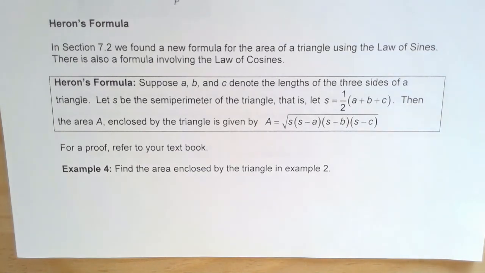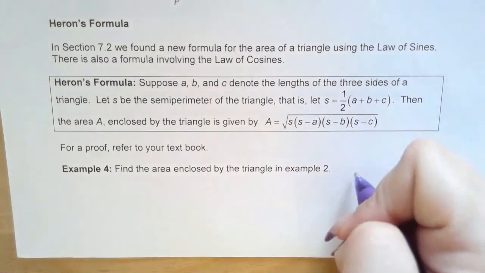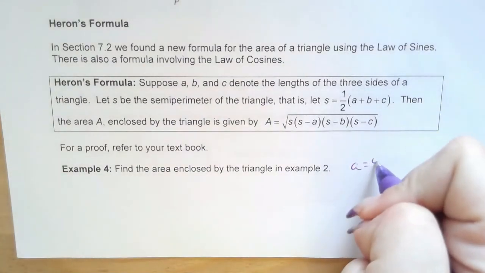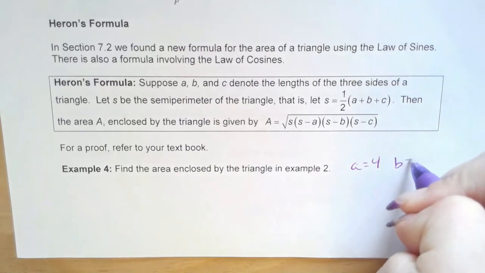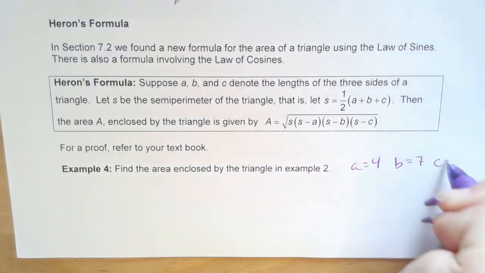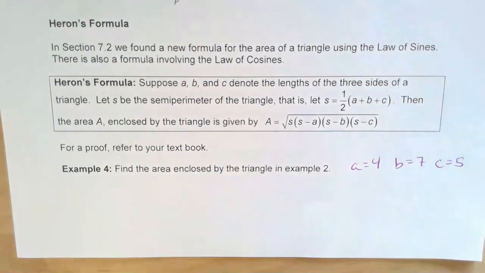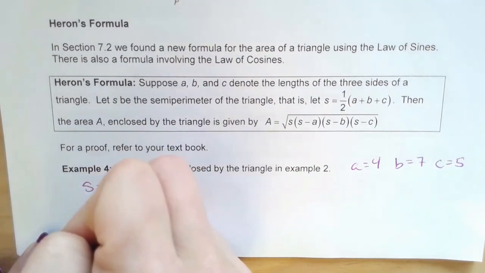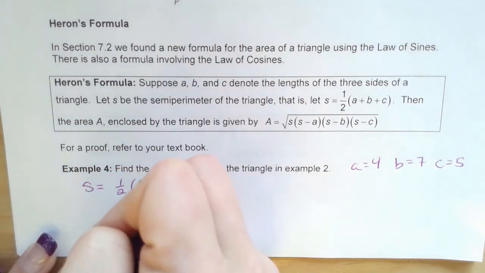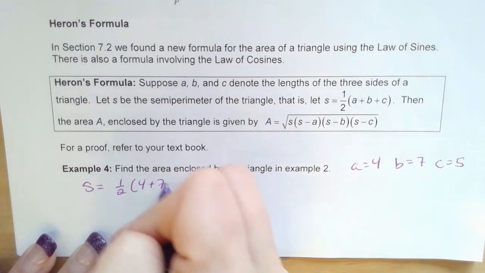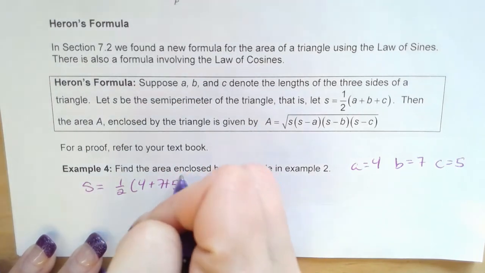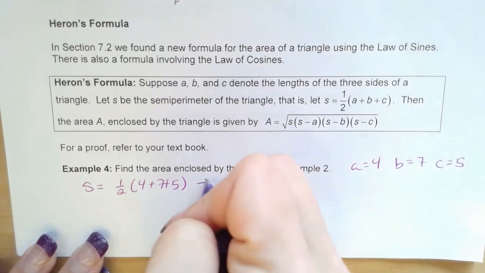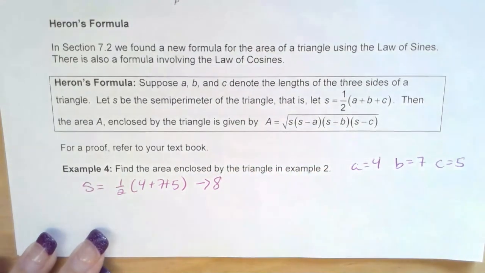So what we're going to do now is actually find the area of our example 2. And if you look back, example 2 has A equals 4, B equals 7, and C equals 5. So the first thing I need to do is find the semi-perimeter. So the semi-perimeter equals 1/2 times 4 plus 7 plus 5. If we do that out, we get the value of 8.